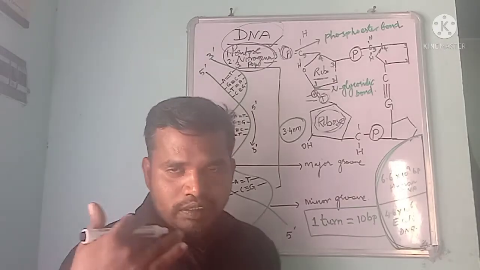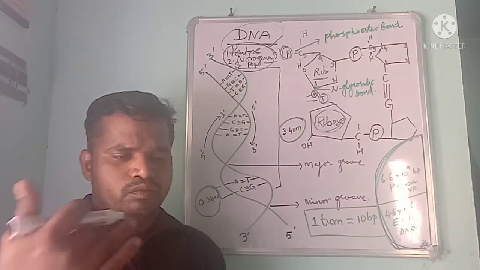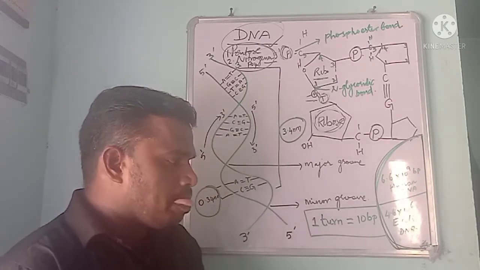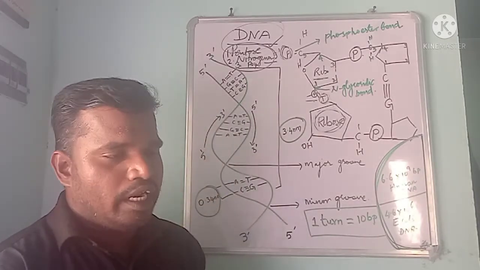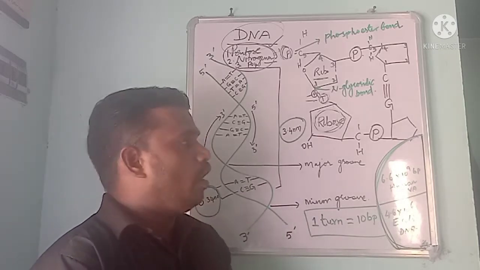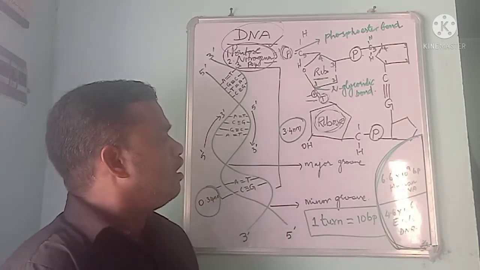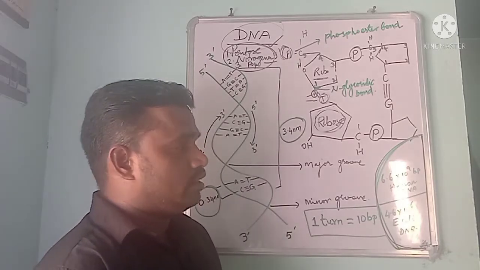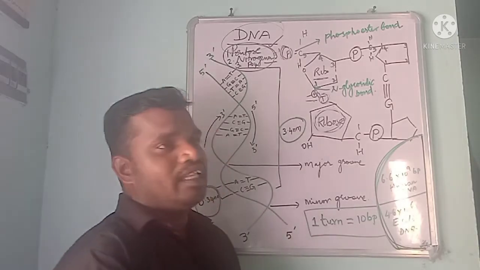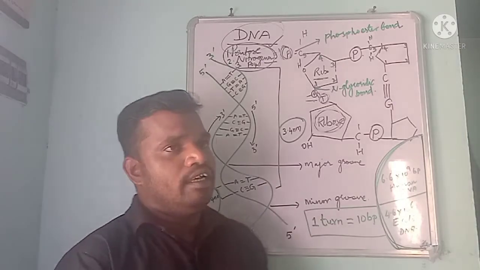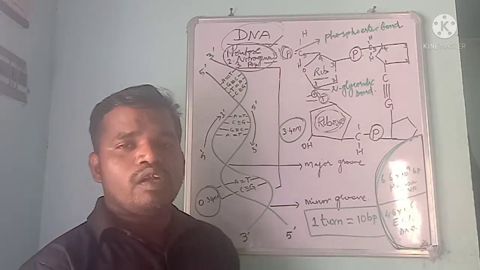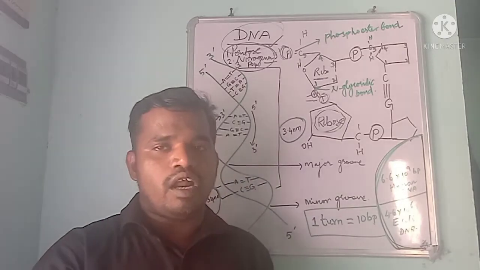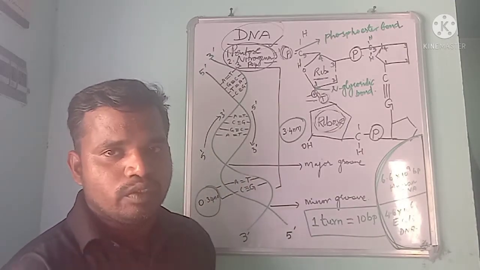The nucleoside name is based on what type of nitrogen base is attached to the ribose sugar. If it is adenine, then adenosine or deoxyadenosine. If it is cytosine, then we call it cytidine or deoxycytidine. If it is thymine, then thymidine, or we call it deoxythymidine. So the nucleoside is named based on the nature of the nitrogen base attached to the ribose sugar.